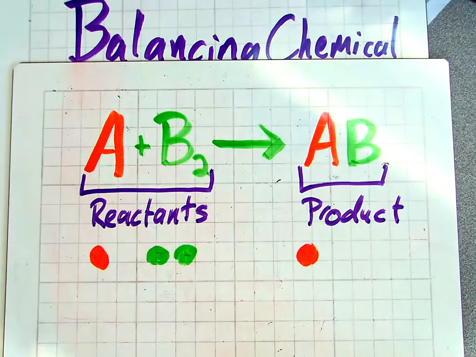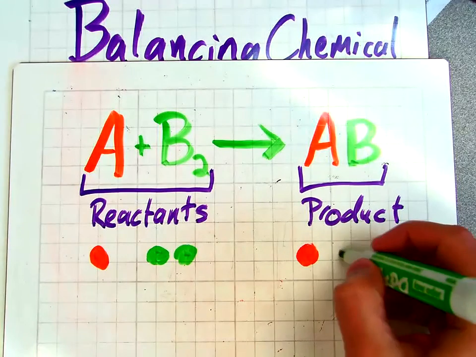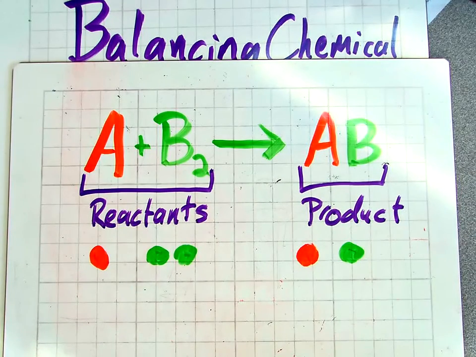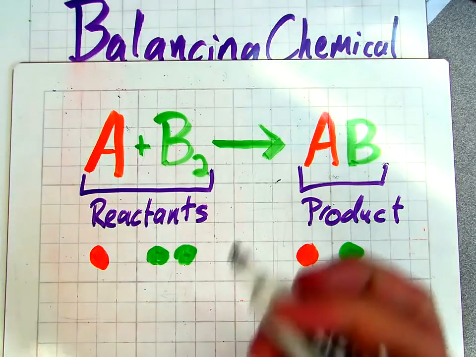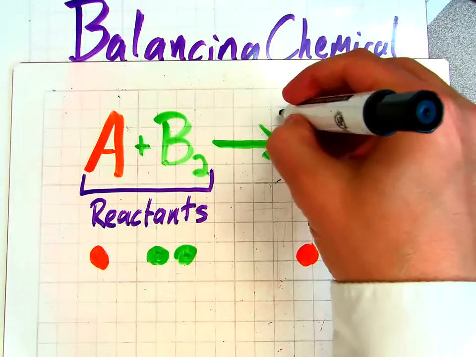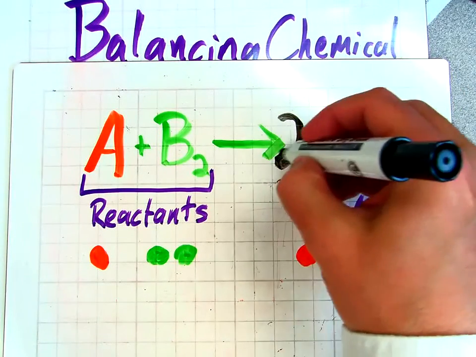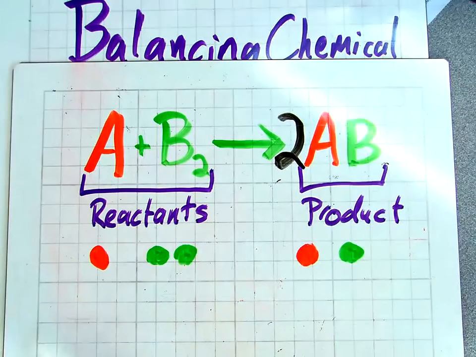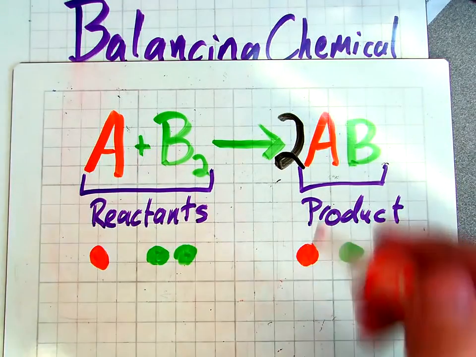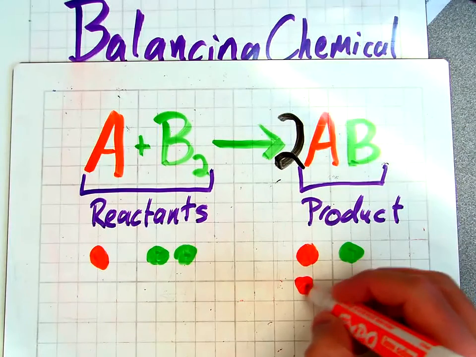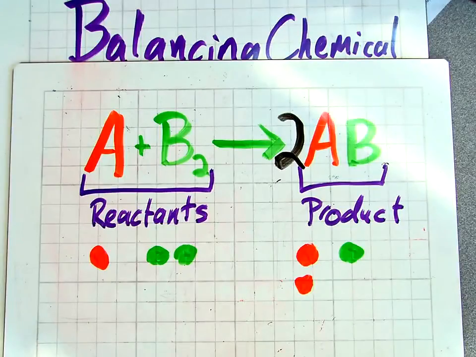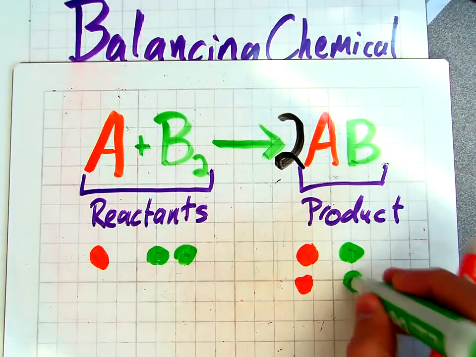B2 means we've got two B's. Uh-oh, we've only got one B over on this side. So we have to do something to make two B's on this side. To do that, we're going to put a coefficient in front. Basically, this is a number that says I'm going to multiply AB by 2. So now instead of having 1A, I've got 2. Instead of having 1B, I've got 2 B's.